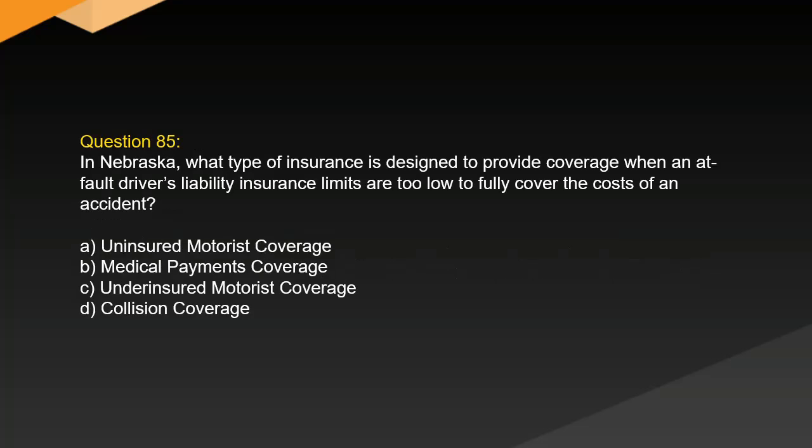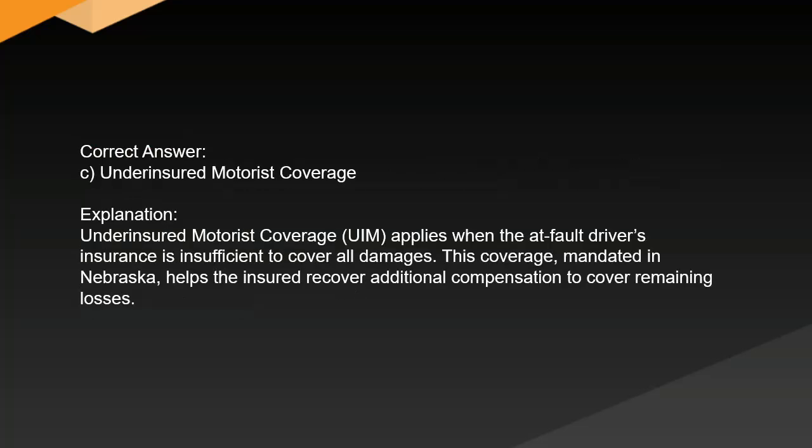Question 85. In Nebraska, what type of insurance is designed to provide coverage when an at-fault driver's liability insurance limits are too low to fully cover the costs of an accident? A. Uninsured motorist coverage. B. Medical payments coverage. C. Underinsured motorist coverage. D. Collision coverage. Correct answer: C. Underinsured motorist coverage. Explanation: Underinsured motorist coverage, UIM, applies when the at-fault driver's insurance is insufficient to cover all damages. This coverage, mandated in Nebraska, helps the insured recover additional compensation to cover remaining losses.